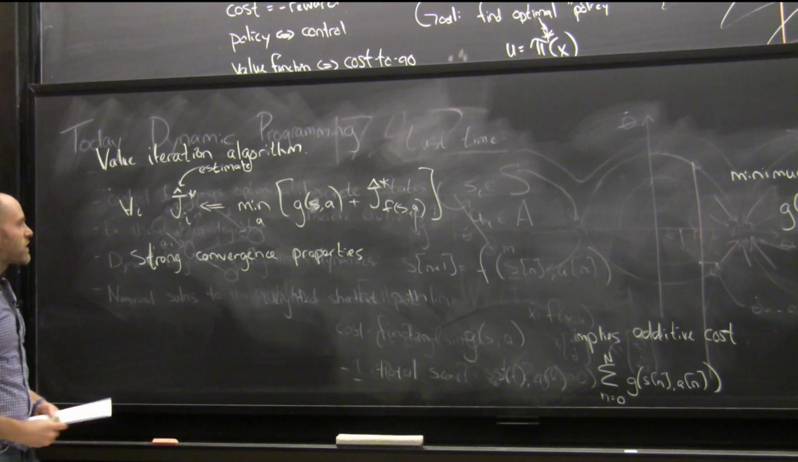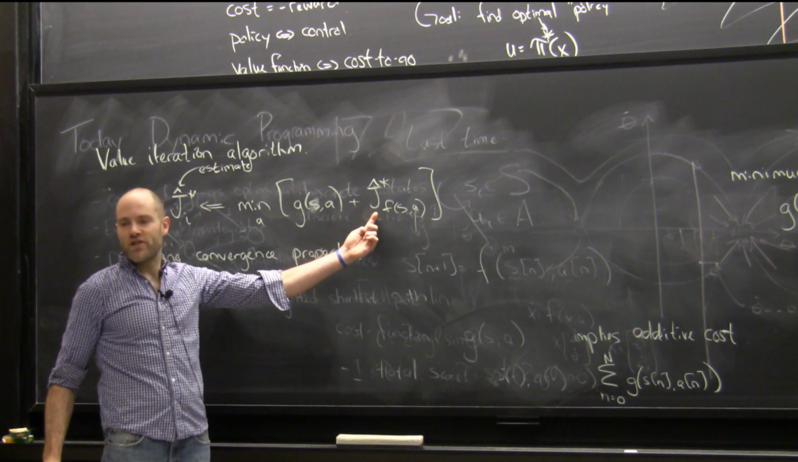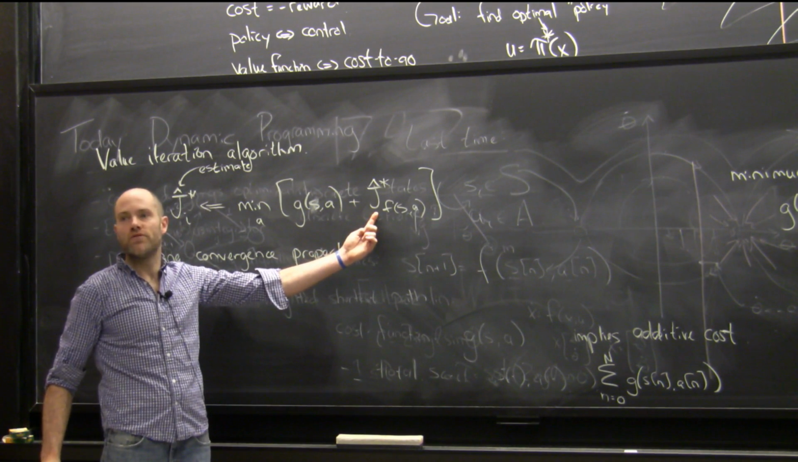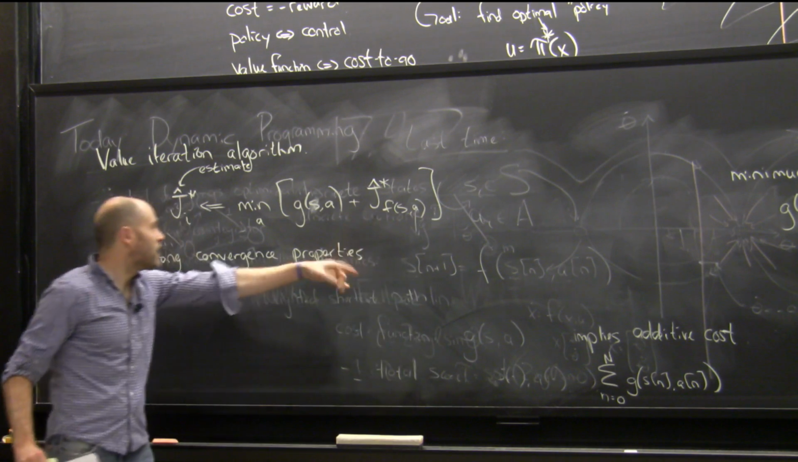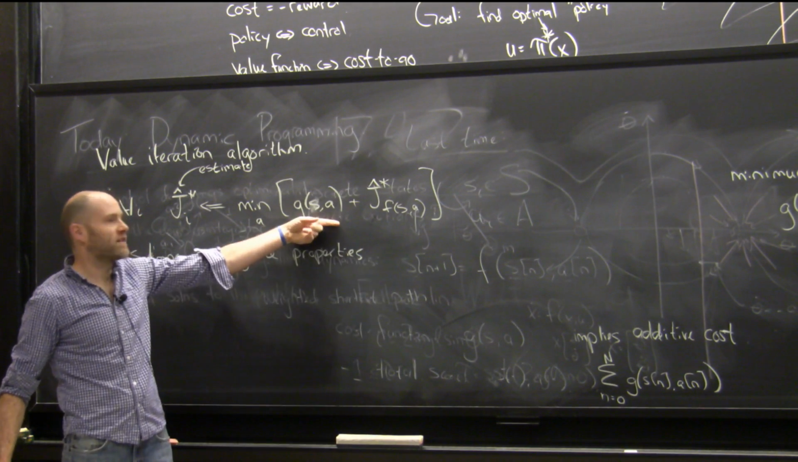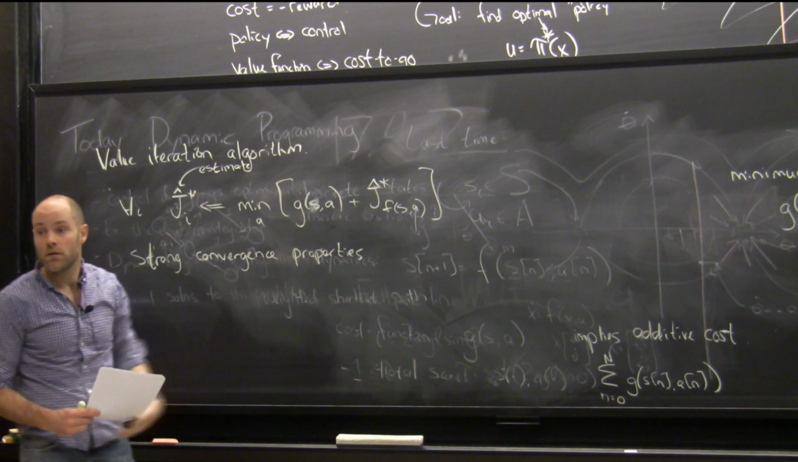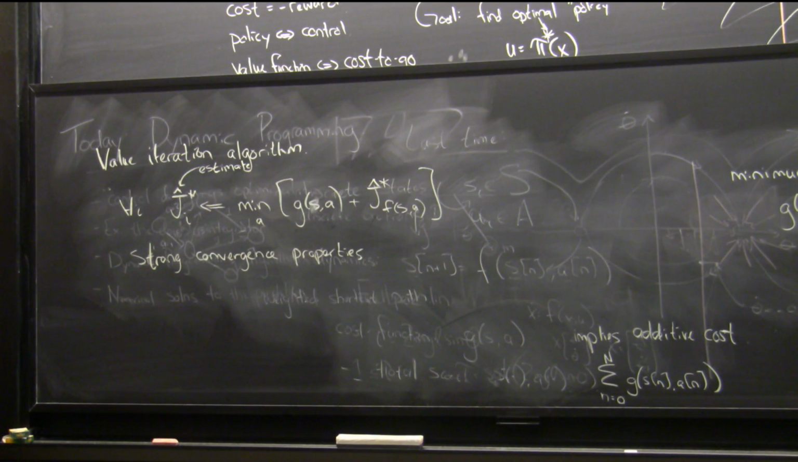Okay, so if I were to start J, if I just initialize J hat to be 0 everywhere, then on the first step of the algorithm, I'm going to just get the one-step costs. So what sort of problems or situations would it be difficult for value iteration to converge?